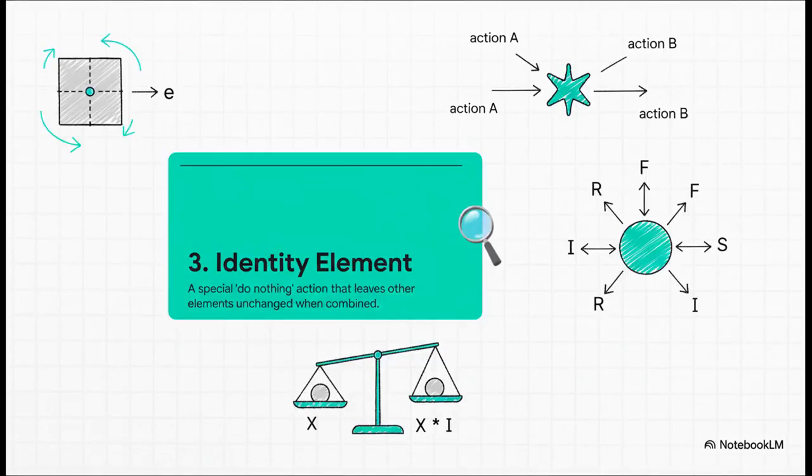Third, every single group has to have an identity element. This is the neutral do-nothing action. For our square, it's the action of just leaving it alone.